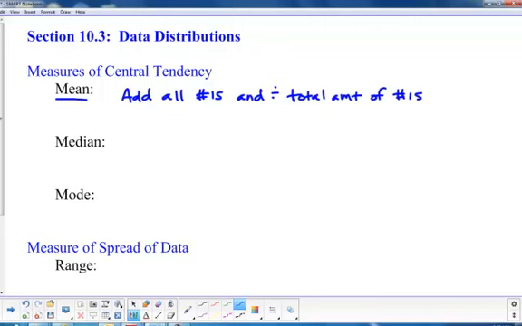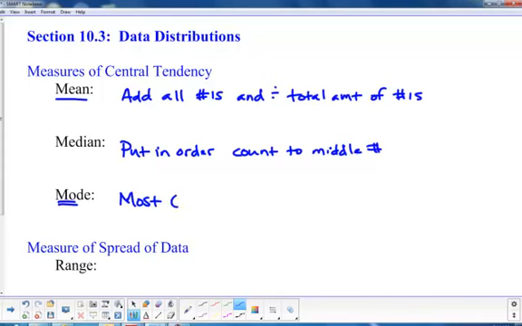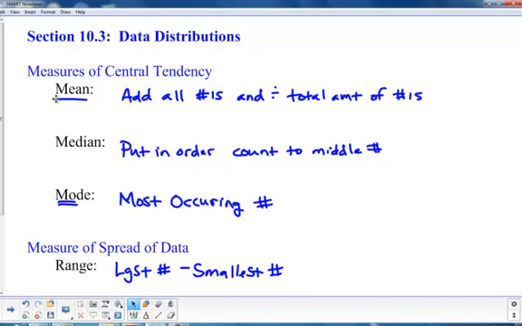The median is where you put all of the numbers in order, and then you count to the middle number. And the mode, MO, most occurring. And there can be more than one mode, or there can be no modes. And the range is one number answer. It is the largest number minus the smallest number. It's always positive, and it's always one number.